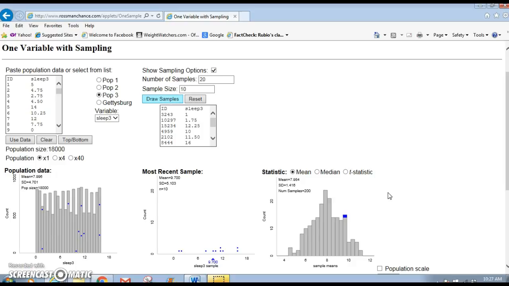It's also important to explain to your students that the standard deviation of the sampling distribution will be smaller than the standard deviation of the original population. And you can talk about how we find this standard deviation, which would be sigma divided by the square root of n, which is the population standard deviation divided by the square root of the sample size.